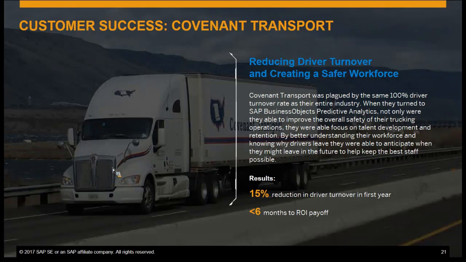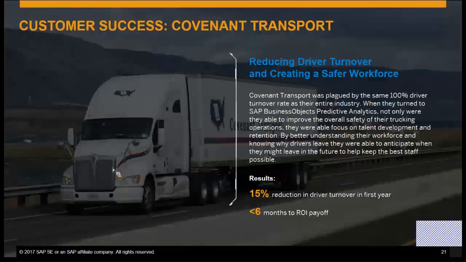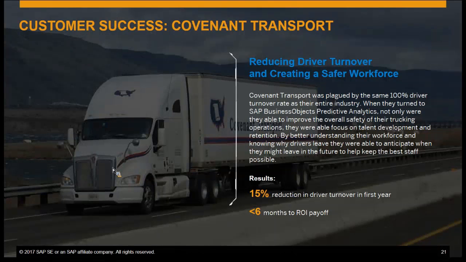Another customer is Covenant Transport, a very different use case, but still a classification. In their industry, it's a haulage company in the US, they have a challenge to hire and keep their truck drivers. And now they use predictive analytics in that classification to predict the likelihood or risk of losing a driver, but also trying to identify the patterns or the reasons why the drivers are quitting their jobs.